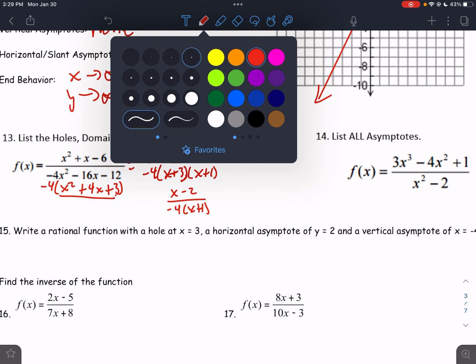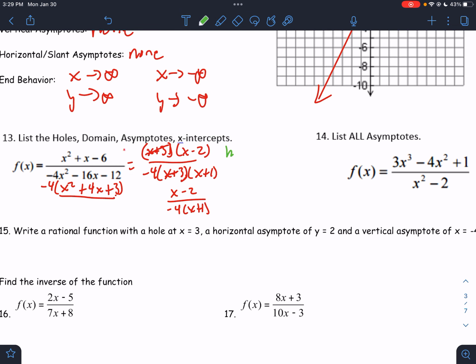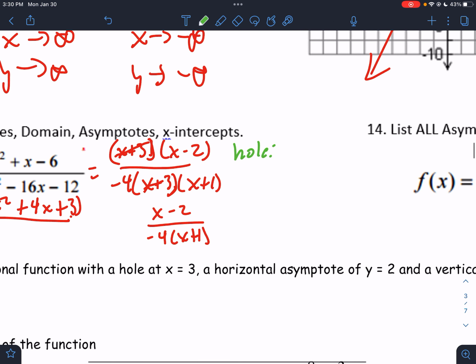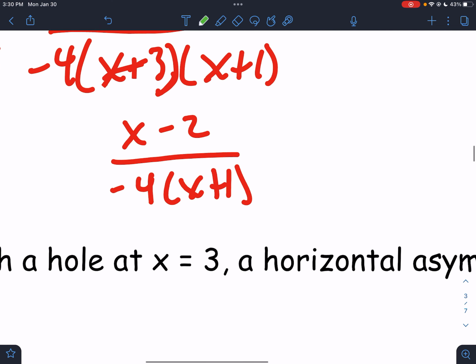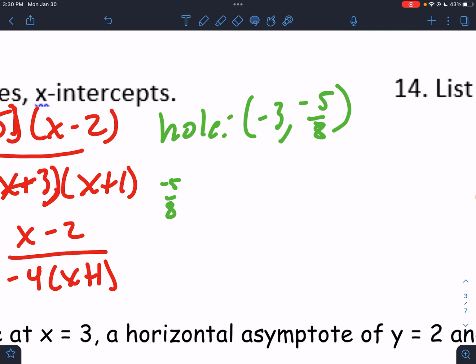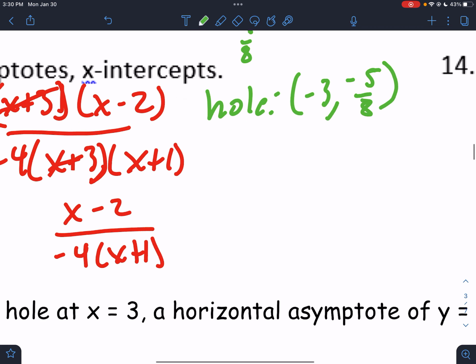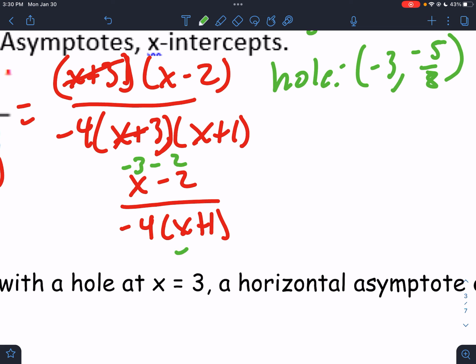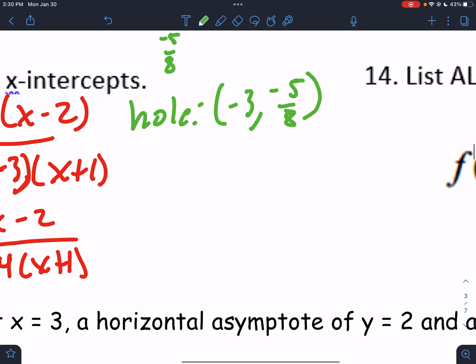So I'm going to change color just to write all the information. We have holes. Where's our hole? The thing that canceled out was 3, so it would be negative 3. If I plug negative 3 into this, I would get negative 5. Negative 3, that'd be negative 2, be positive 8, so it's at negative 5/8. Nice. And just so we're clear, I made this negative 3 minus 2. I made this negative 3 plus 1. That's what I'm doing. I'm plugging in the x coordinate of the hole. That's what I'm doing.